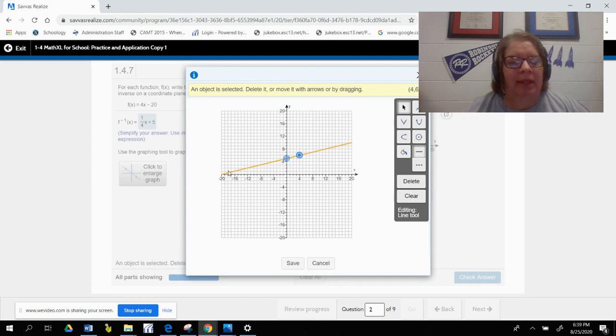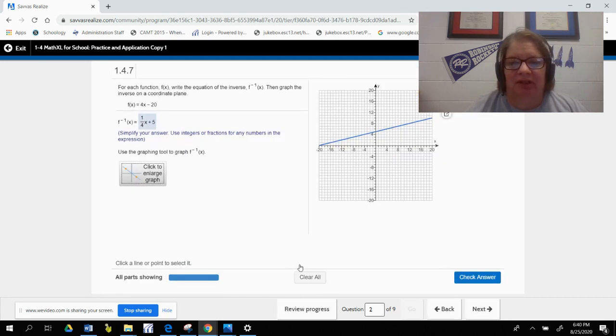Okay. Now, another way to do this is type this equation into Desmos and get 2 points from the table and just plot those 2 points. Or you can plug in a 0 for the y, get the intercepts. You need to have 2 points that are on that line. Then you can hit save. Let's see if I got it in the right place. Sometimes it's a little hard to count that slope.